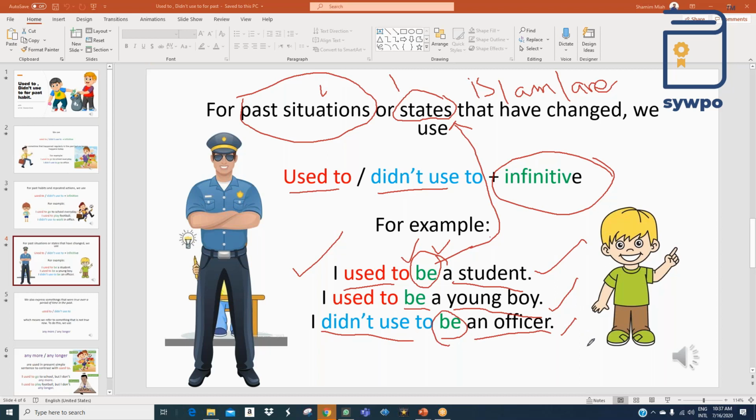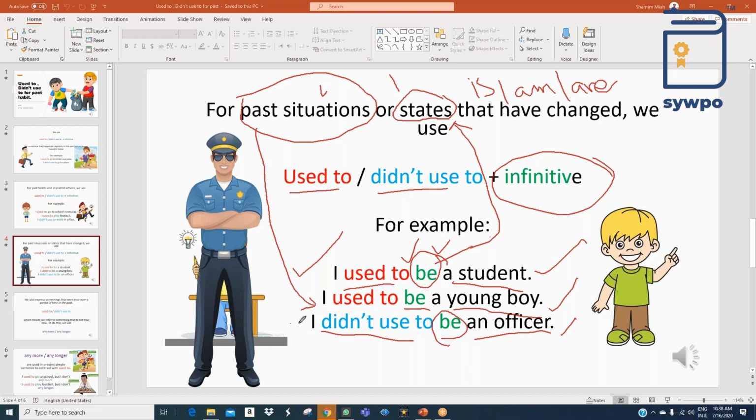I used to be a young boy, and that was in the past. But today I'm not a young boy anymore. I'm a man, I'm a grown-up man, you see? So the situation has changed. So we talk about situations in the past using used to and didn't used to.